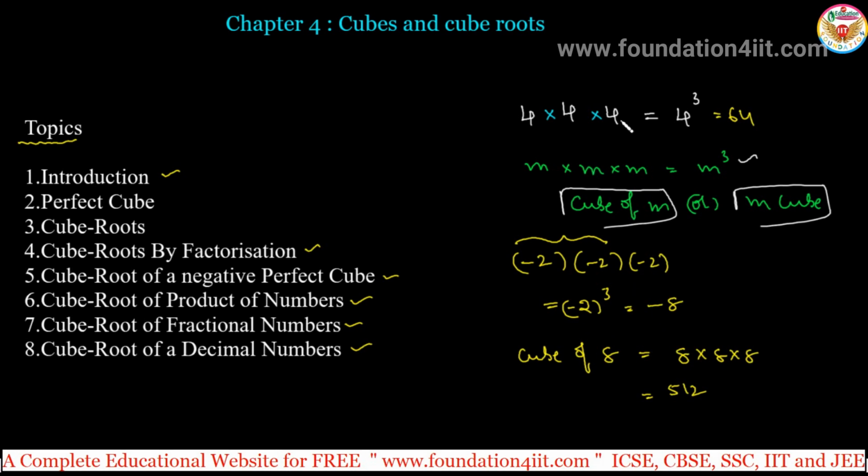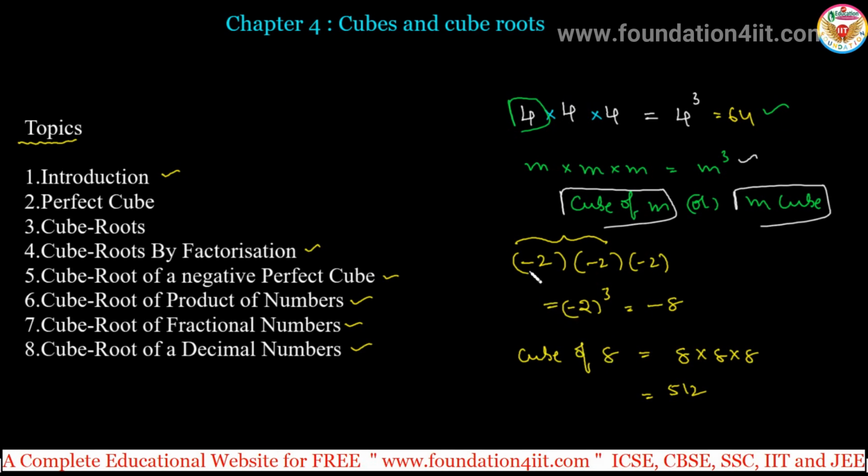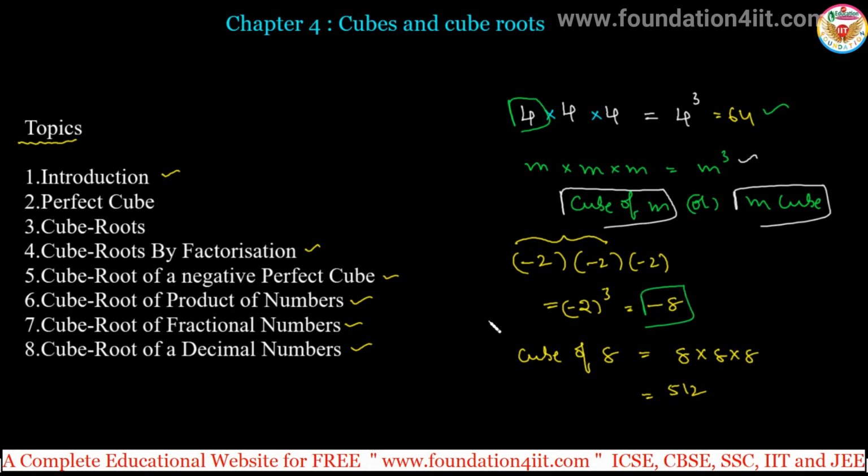Cube of any positive number, 4 is a positive number, we get a positive cube. Cube of a negative number, minus 2 is negative, is always again negative. Remember, cube of any positive number is always positive. Cube of any negative number is always negative, right? Let us see what is a perfect cube now.